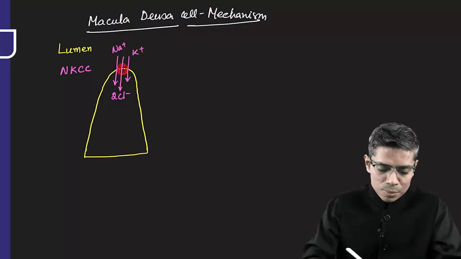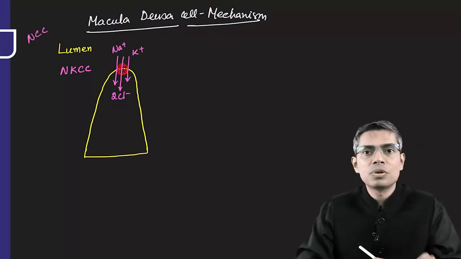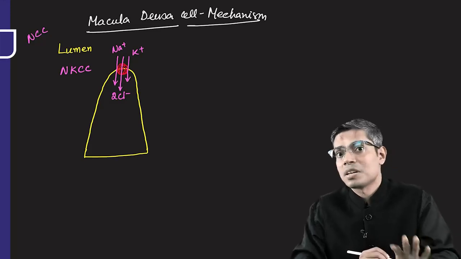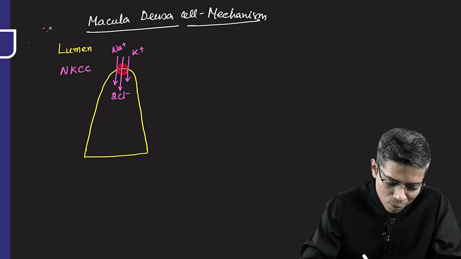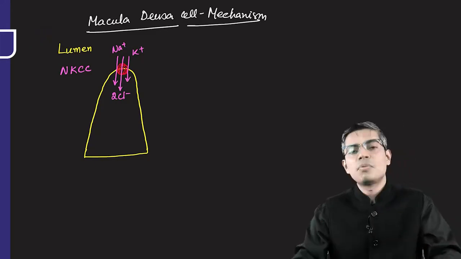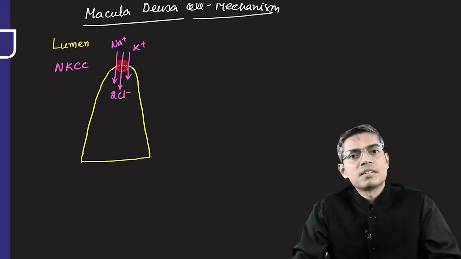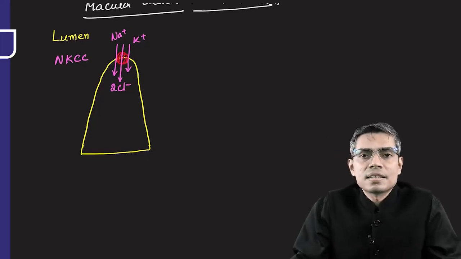Because if it were cells of the DCT, then what would the transporter be? The transporter would be NCC, that is a sodium chloride transporter. The sodium potassium chloride transporter is not there. So after the discovery of this NKCC transporter, the scientists are 100% sure that the macula densa cells are cells of the TAL, the thick ascending limb of the loop of Henle.